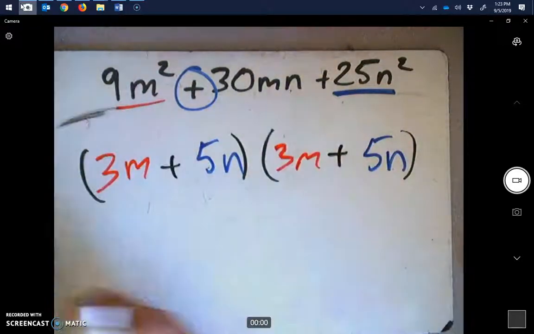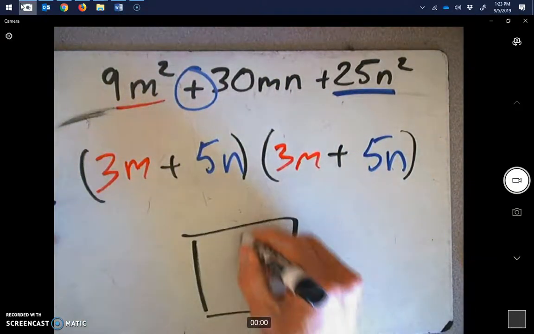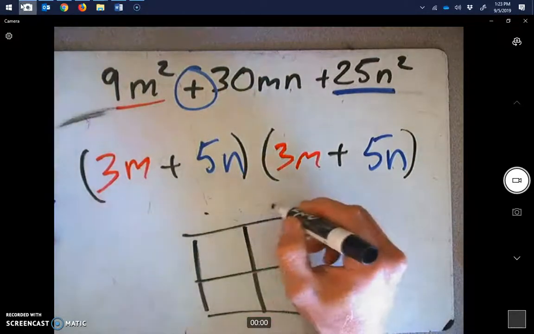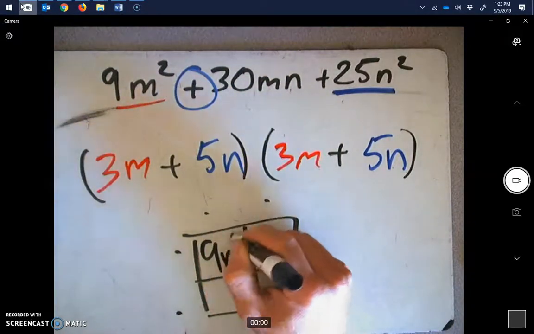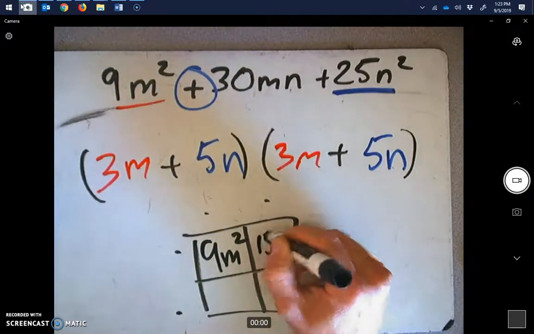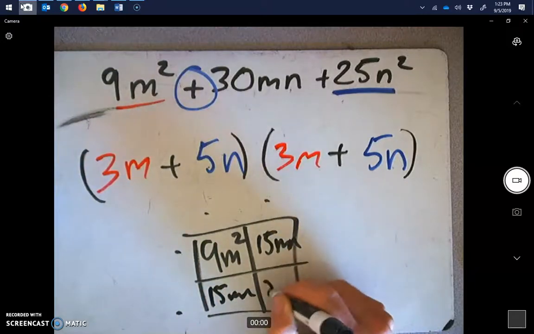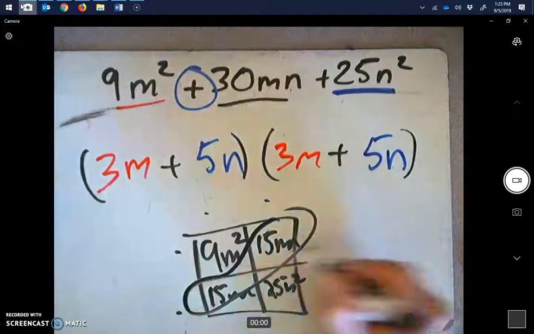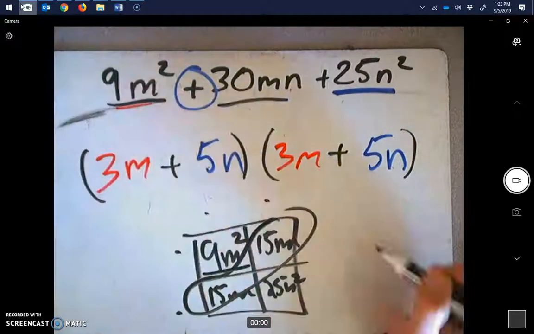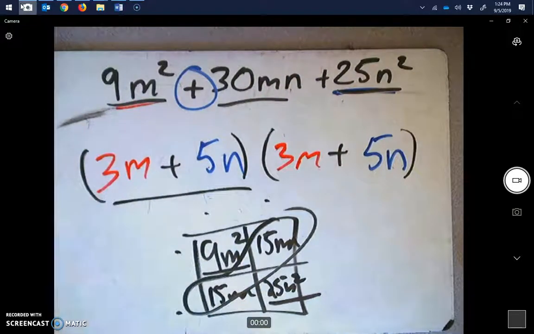We know this is true because if we did the box method, we would have 3m and 5n, 3m and 5n. We would get 9m squared. We would get 15mn, 15mn, and then 25n squared. Where these 15 equals 30, 9m squared is here, and 25n squared is there. So our answer is 3m plus 5n times the same thing.